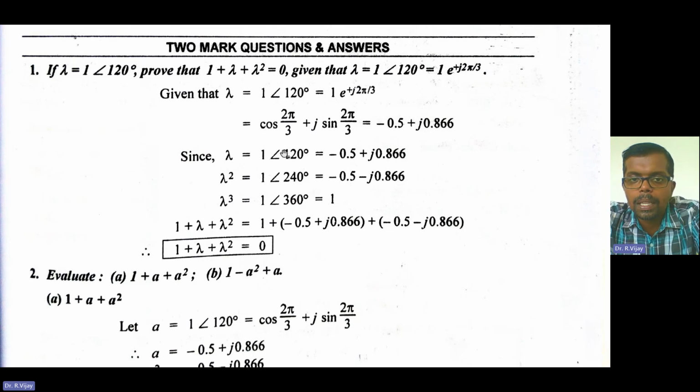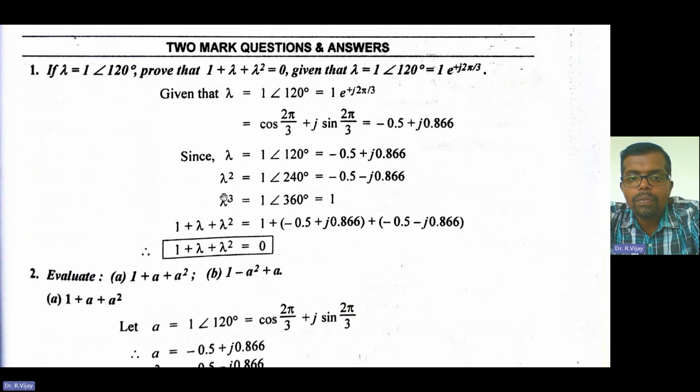This is the polar format, and this is the complex format. So here, what is lambda square? Lambda squared, or otherwise a squared, is nothing but 1 at the angle of 240 degrees. If you convert this polar form into complex form in your scientific calculator, you'll get the answer as minus 0.5 minus j into 0.866. That is the value of our lambda square.